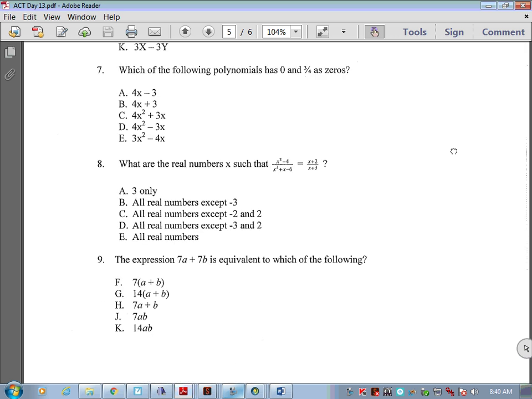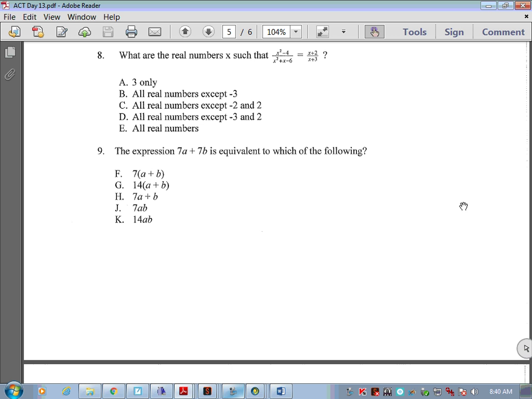Okay. What are the real numbers x such that these two expressions equal each other? Let's see. I would probably do this as a test. Notice that they're equal to each other, so there's a couple of possibilities. Because it's two fractions equal to each other, we could probably do proportions and go at it from there.